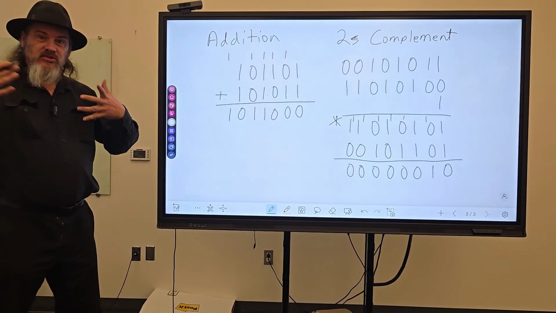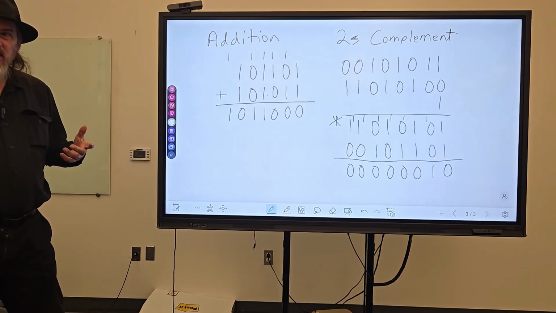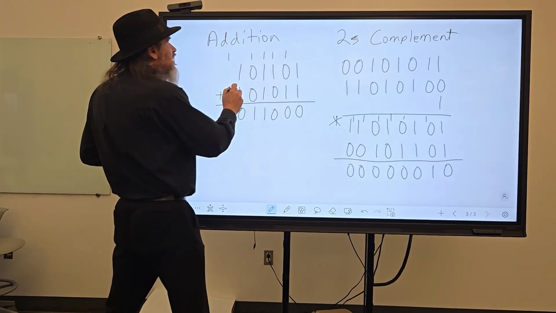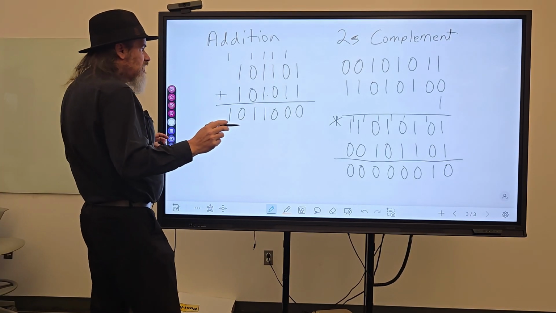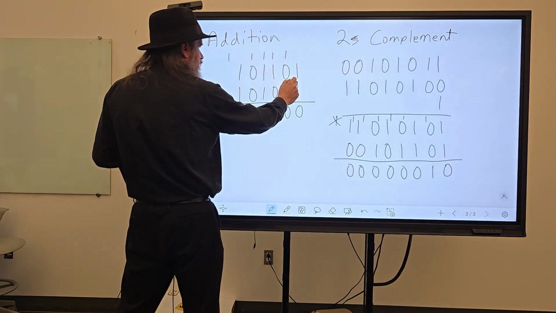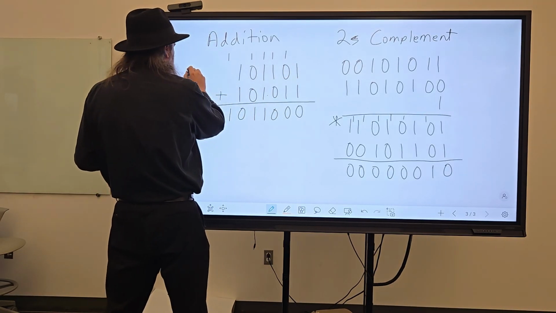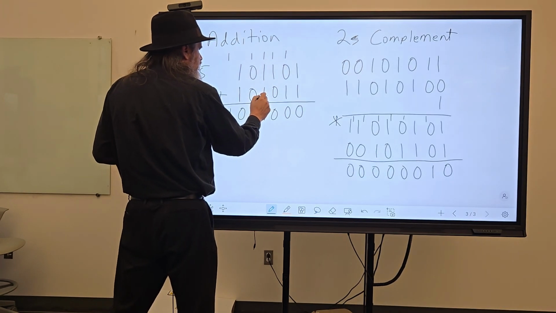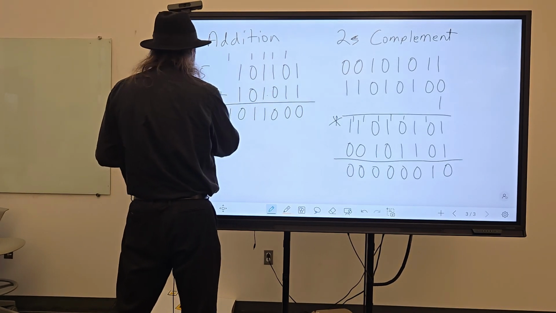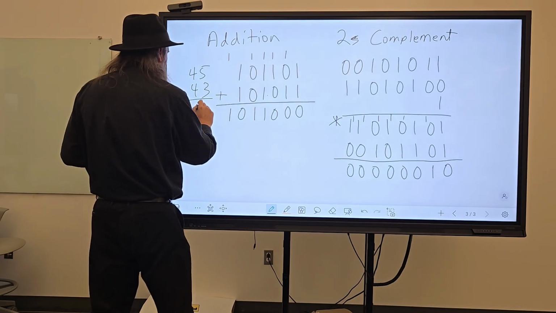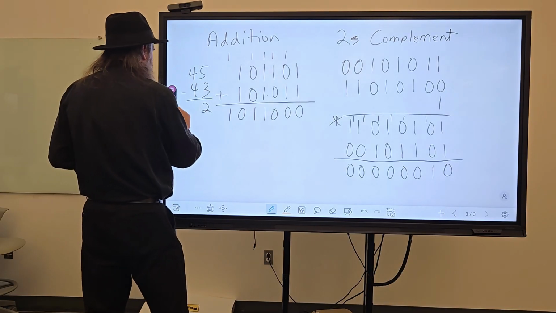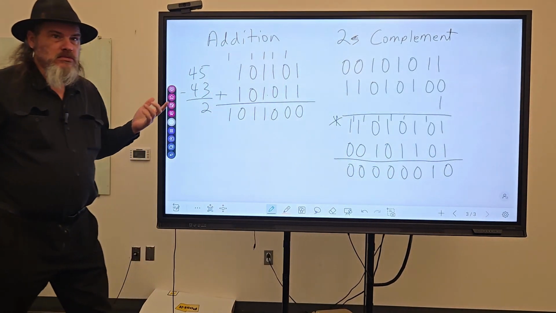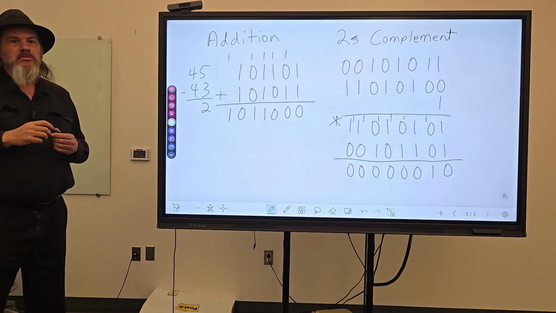So let's check this in decimal to make sure that we're right. As I recall from the previous screen, this was 45. And this is 43. That minus is 2, and 1 0 is 2. So it works out.